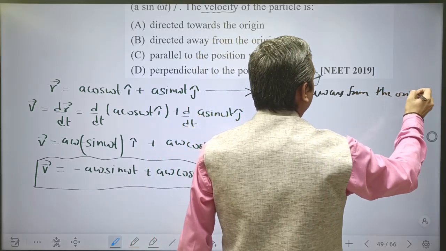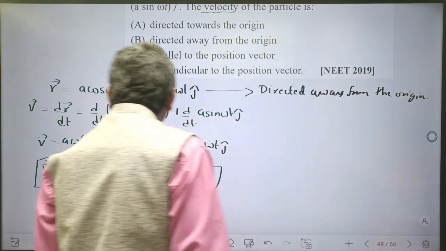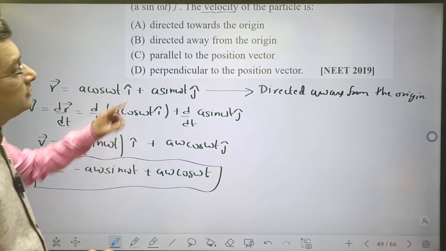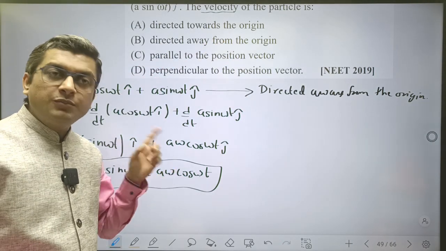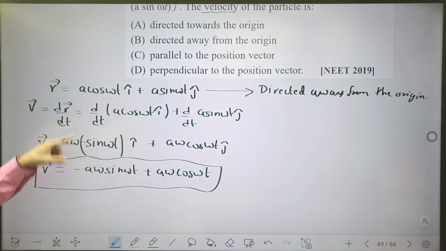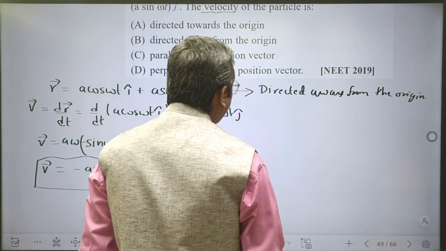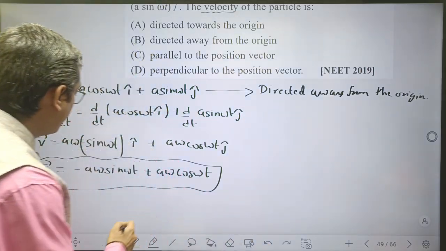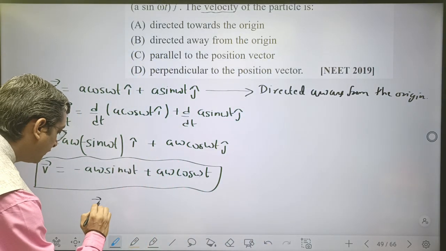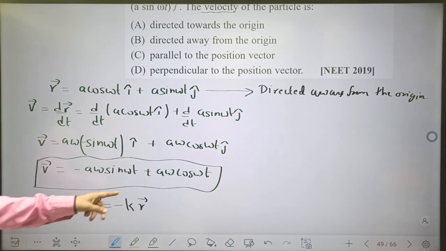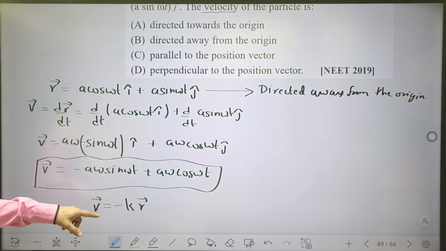Away from the origin. Now, if this velocity vector is directed towards the origin, it means that it has direction opposite to the position vector. It means that if it has direction towards the origin, then it can be written as v is equal to minus some constant multiplied by r vector, isn't it? So you can write this in this way.